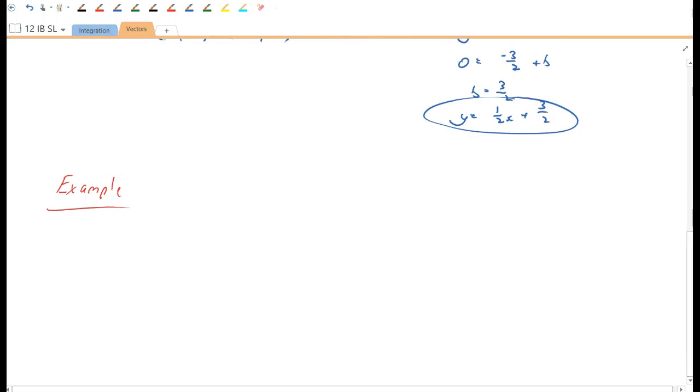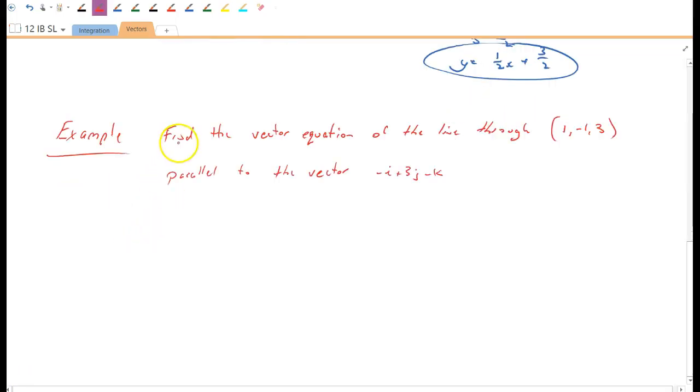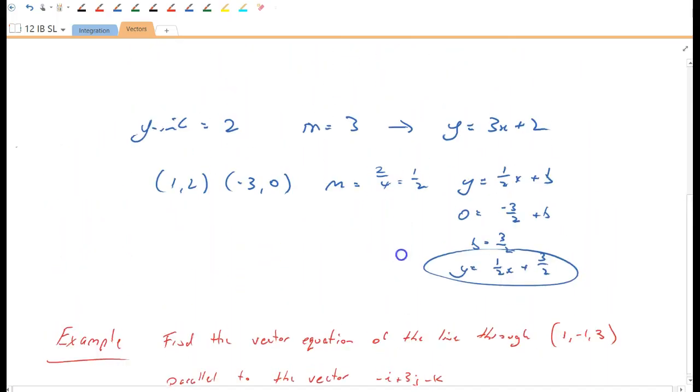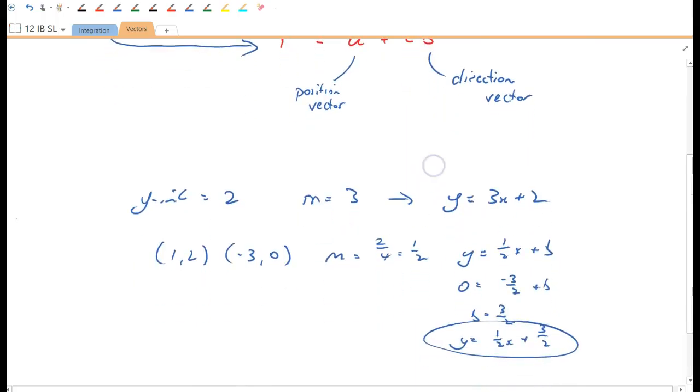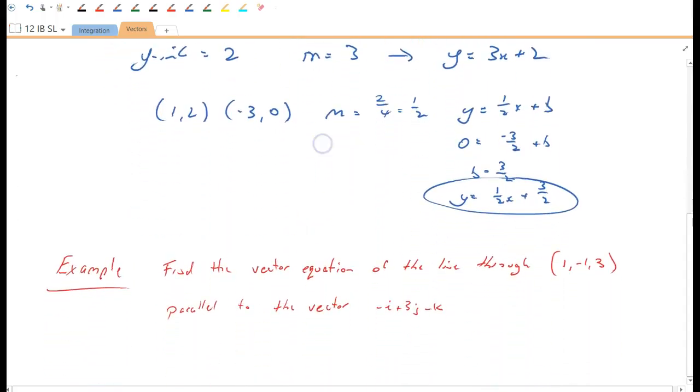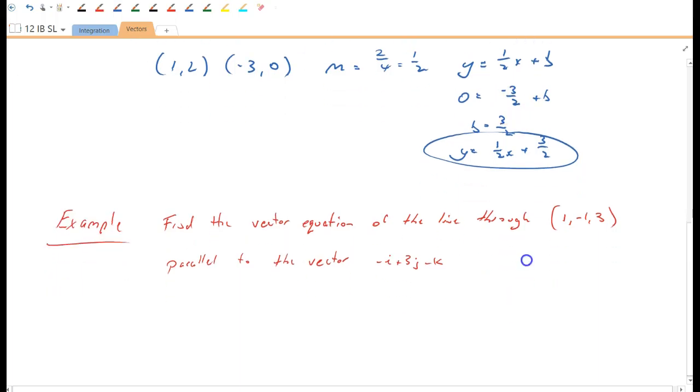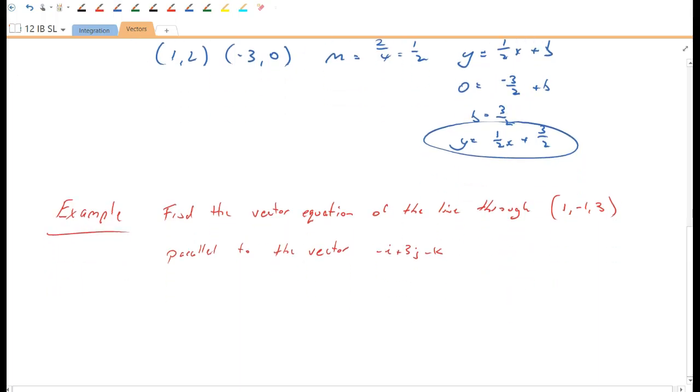For the first example, I'm just taking it out of the book: find the vector equation of the line through this point parallel to this vector. You'd have seen similar questions with y equals mx plus b, where you're given a point and told that the line is parallel to another line. You extract the gradient from that other line, sub it in for m, and then use y equals mx plus b to get the equation of the line. No different here.